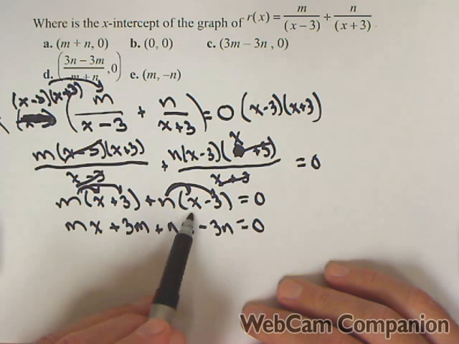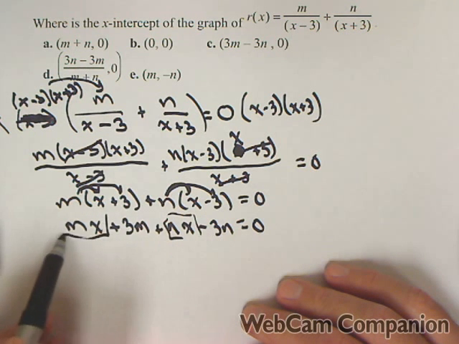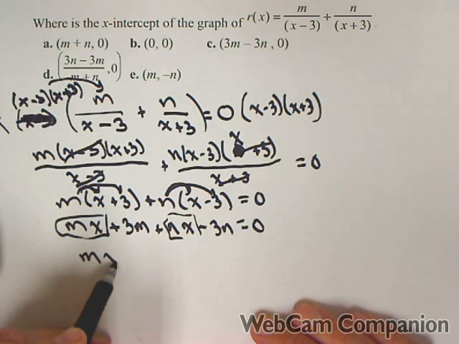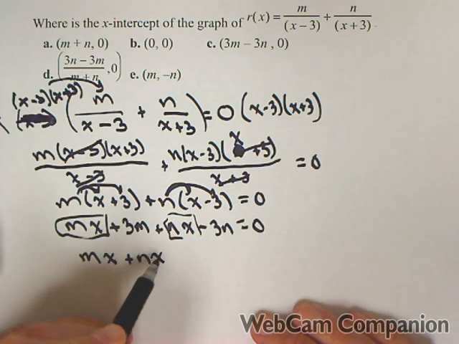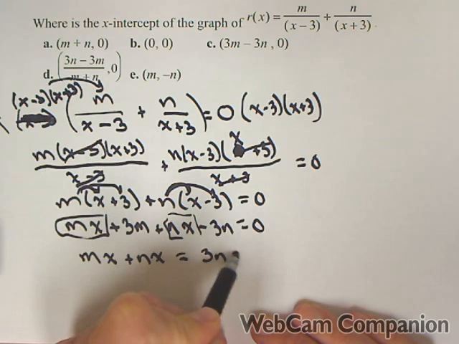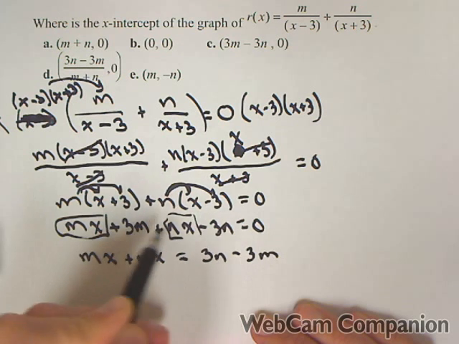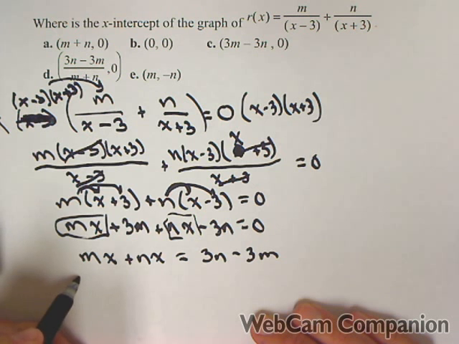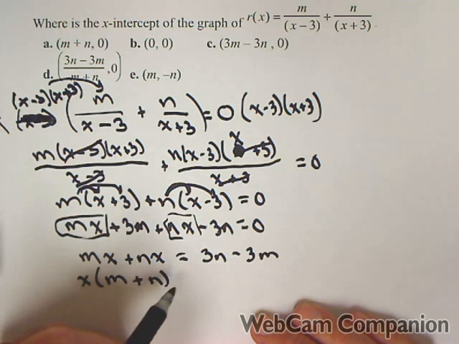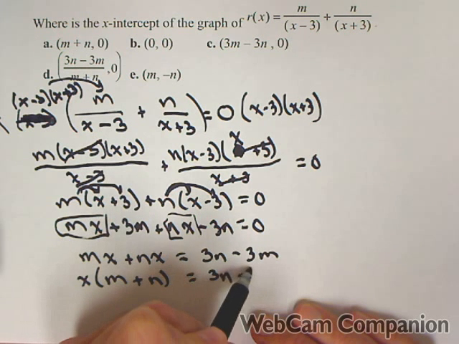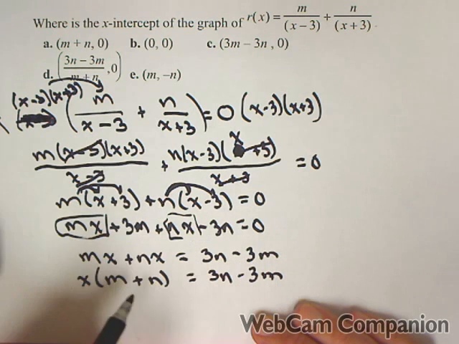Alright, these two terms have x in them, so I'm going to leave them on the left-hand side. I'm going to move the other two to the right-hand side. So that's going to leave me with mx plus nx. I'm going to add 3n and subtract 3m from both sides to get them over to the other side here. The reason I do that is because now I can factor x out on the left-hand side times m plus n equals 3n minus 3m.